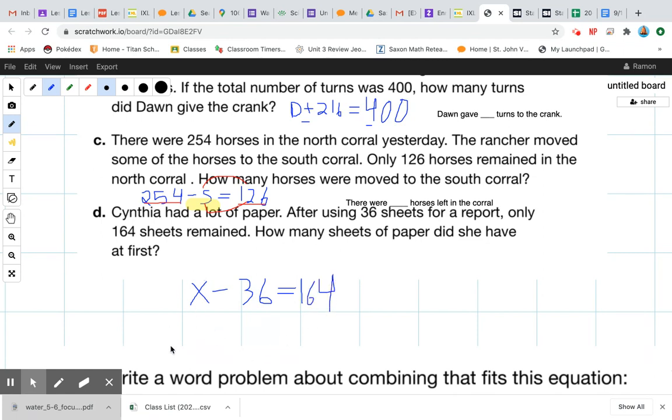Now, since the minuend is the variable and we're given the subtrahend, we can actually use inverse operations to solve for this equation. So we just add 36 to both sides. And again, for our answer, we want a word answer. Cynthia had so many sheets of paper at first.